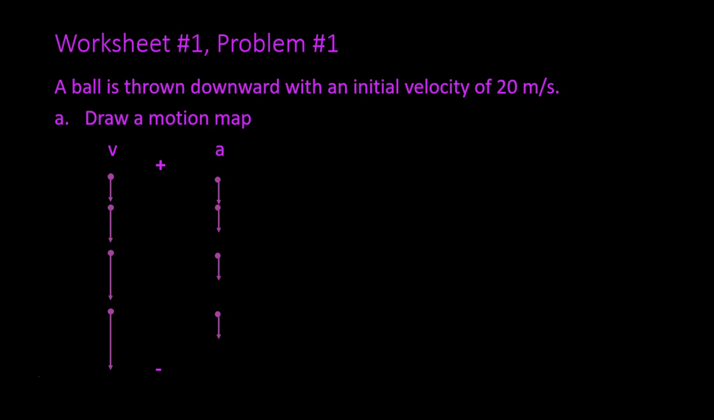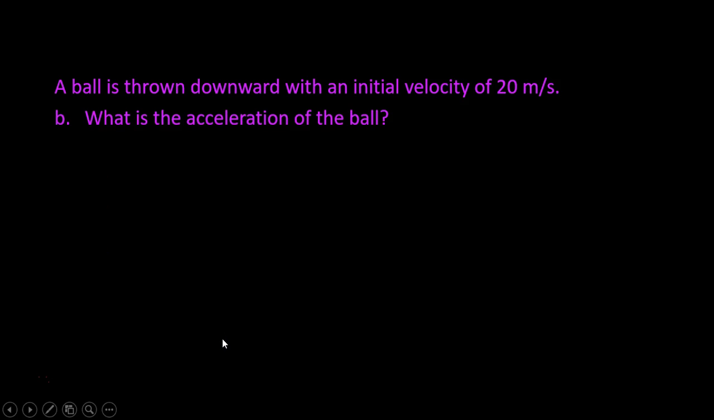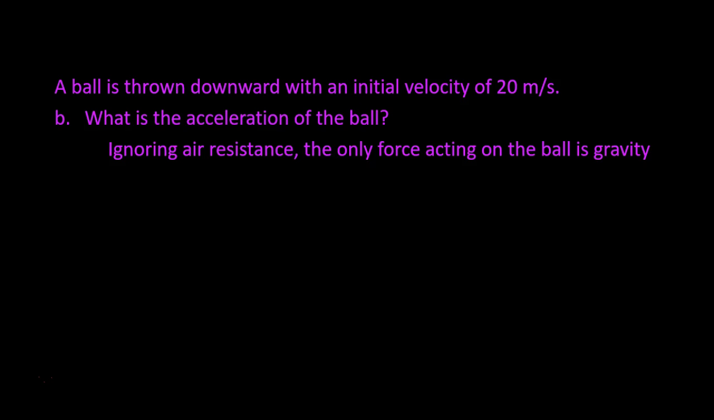Let's work through problem 1 on worksheet 1 to understand how we analyze vertical freefall motion. Here, a ball is thrown downward with an initial velocity of 20 meters per second. And it asks us to draw a motion map. So we start with an initial velocity, and of course it's going to gain speed because we have a constant acceleration due to gravity in the negative direction. Part B, what is the acceleration of the ball? Well, we know by ignoring air resistance, we only have gravity acting on the ball, and so the acceleration is 9.8 meters per second squared in the negative direction.